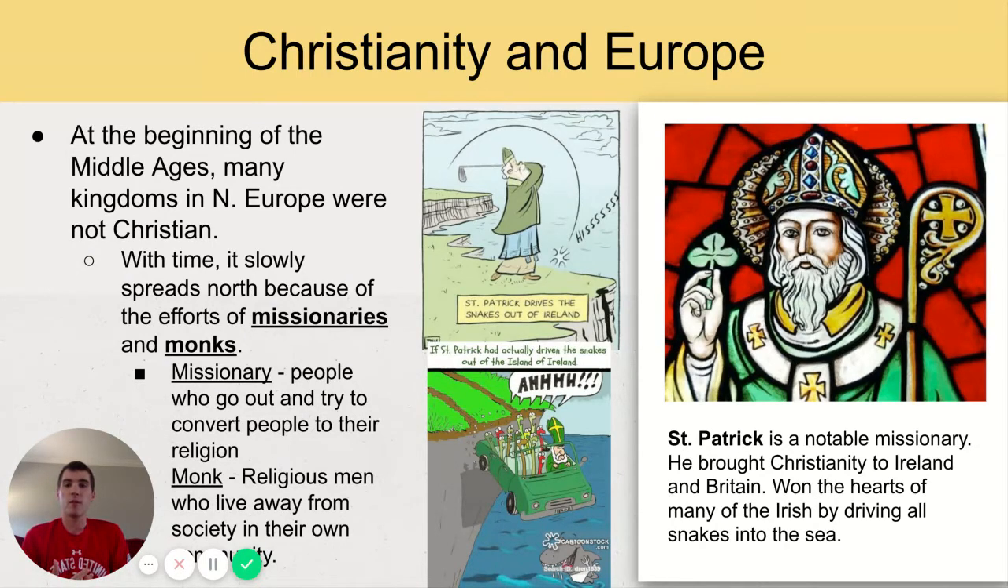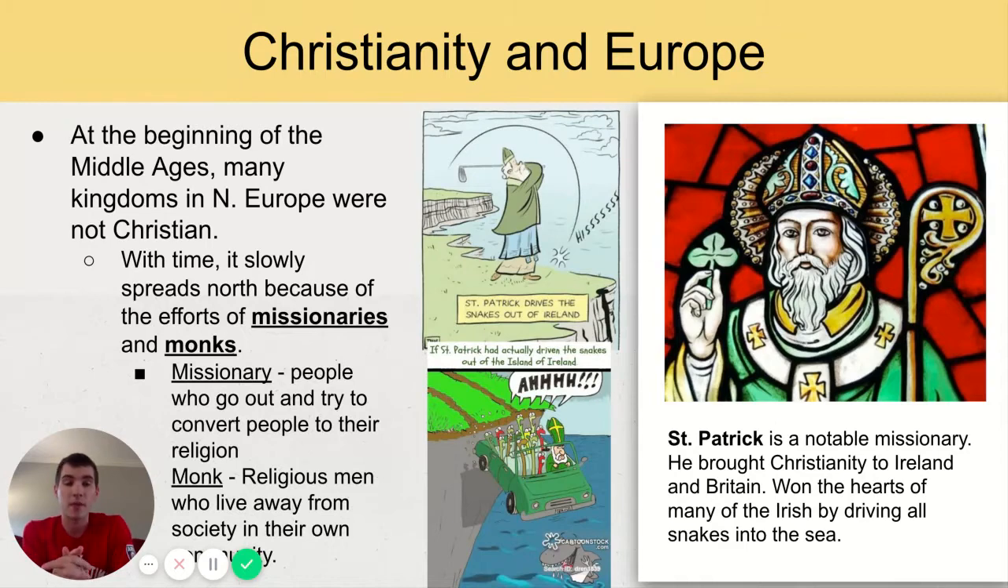All right. It slowly spreads north, and the main reason why is because of missionaries and monks. And what missionaries and monks were, a missionary was a person who was going out and trying to bring people to their religion. Monks were people who lived in missions or churches, and they basically gave their entire life to the spreading of Christianity. They lived away from society, in their own captivity, I guess you could say. They lived in their own place, usually in a church. But these people were responsible for basically spreading Christianity.